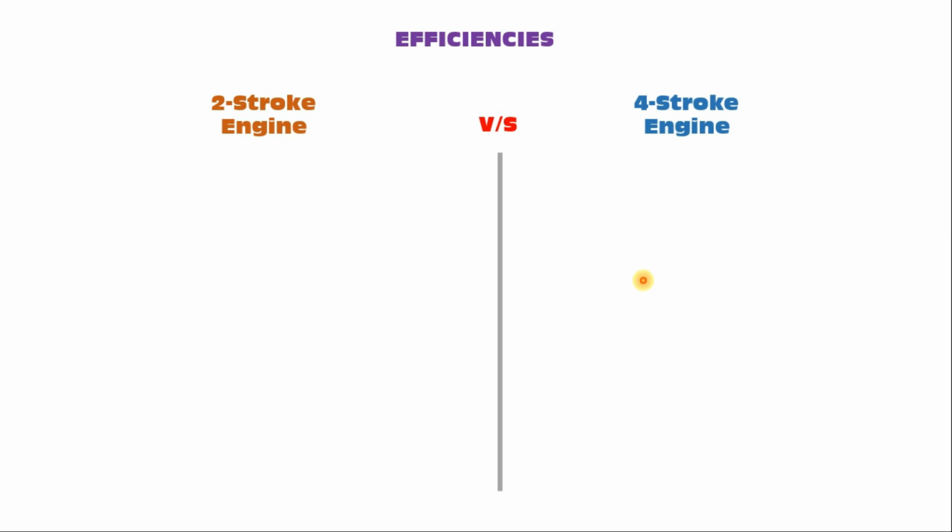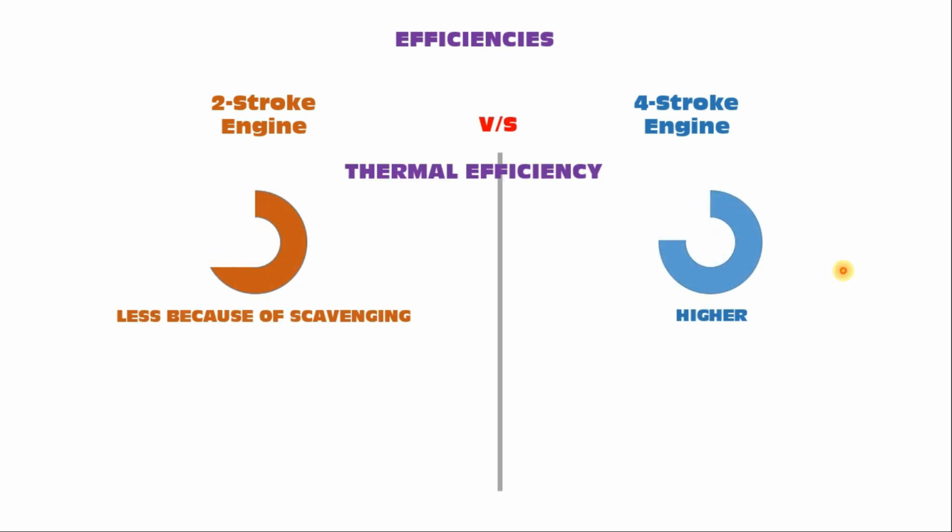Next is efficiencies. So first, thermal efficiency. Thermal efficiency of two-stroke engine is less because of scavenging, and thermal efficiency of four-stroke engine is relatively higher. Now why is this thermal efficiency less in two-stroke engine? If you recall the working of two-stroke engine, there was a term called scavenging. Scavenging is basically sweeping out of exhaust gases from cylinder by the fresh charge coming from transfer port.